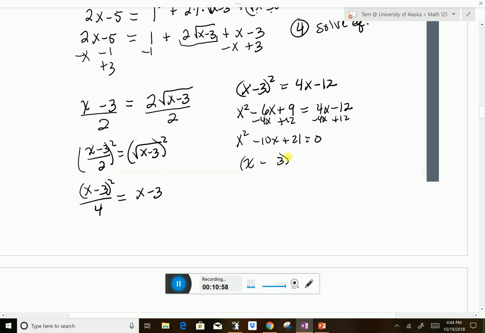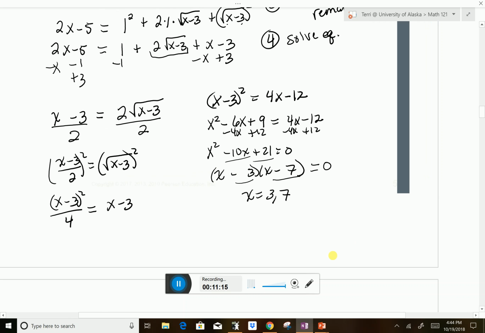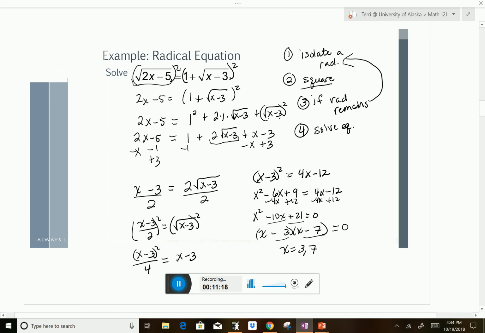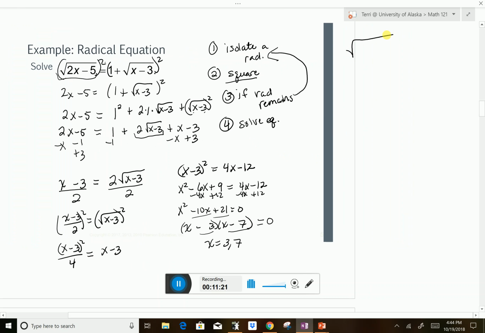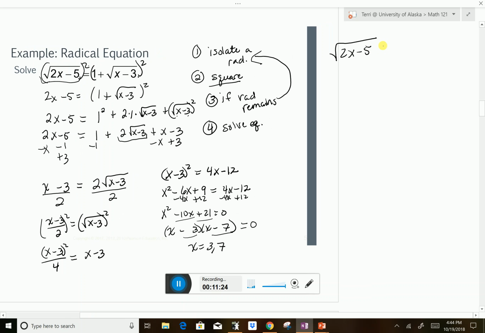And so can we see what this is? Yes, we can. 3 and 7. Minus 3x minus 7x, that's negative 10. Negative 3 times negative 7 is positive 21. So x is either 3 or 7. And so this is where we have to stop, and let's look at our original equation, which was the square root of 2x minus 5 equals 1 plus the square root of x minus 3. We have to plug both of these in to make sure. Could be one of these is right and the other one's wrong. They both could be right, or they both could be wrong. So we have to check.